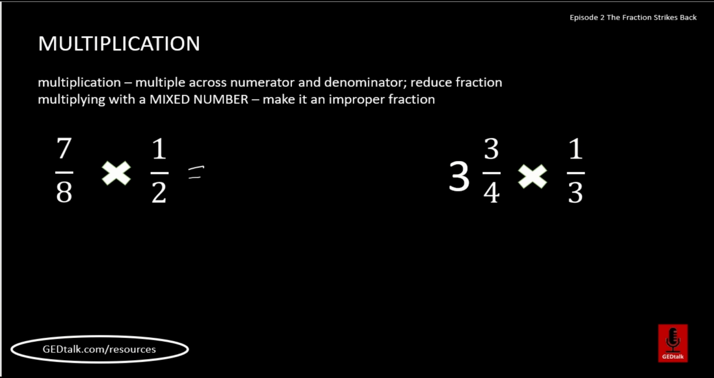So let's go ahead and multiply across the lines. 7 times 1 is going to give me 7. 8 times 2 is going to give me 16. Is this in the reduced fraction form? Absolutely. 7 over 16 cannot be reduced anymore.